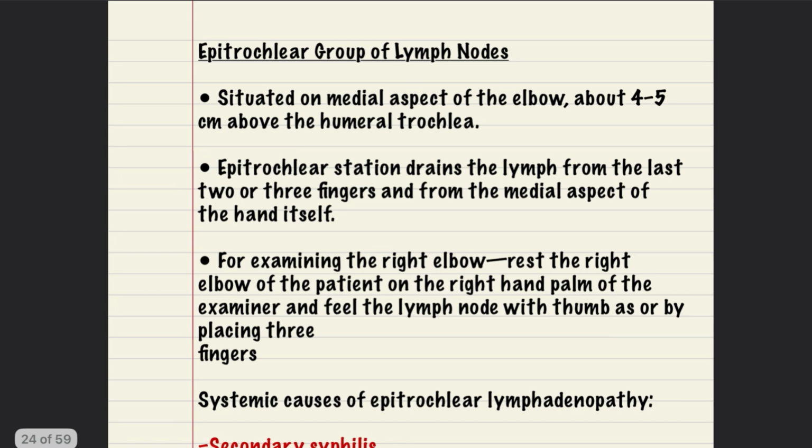So the epitrochlear group of lymph nodes is situated on the medial aspect of the elbow, about 4 to 5 cm above the humeral trochlea, and the epitrochlear station drains the lymph from the last 2 to 3 fingers and from the medial aspect of the hands.